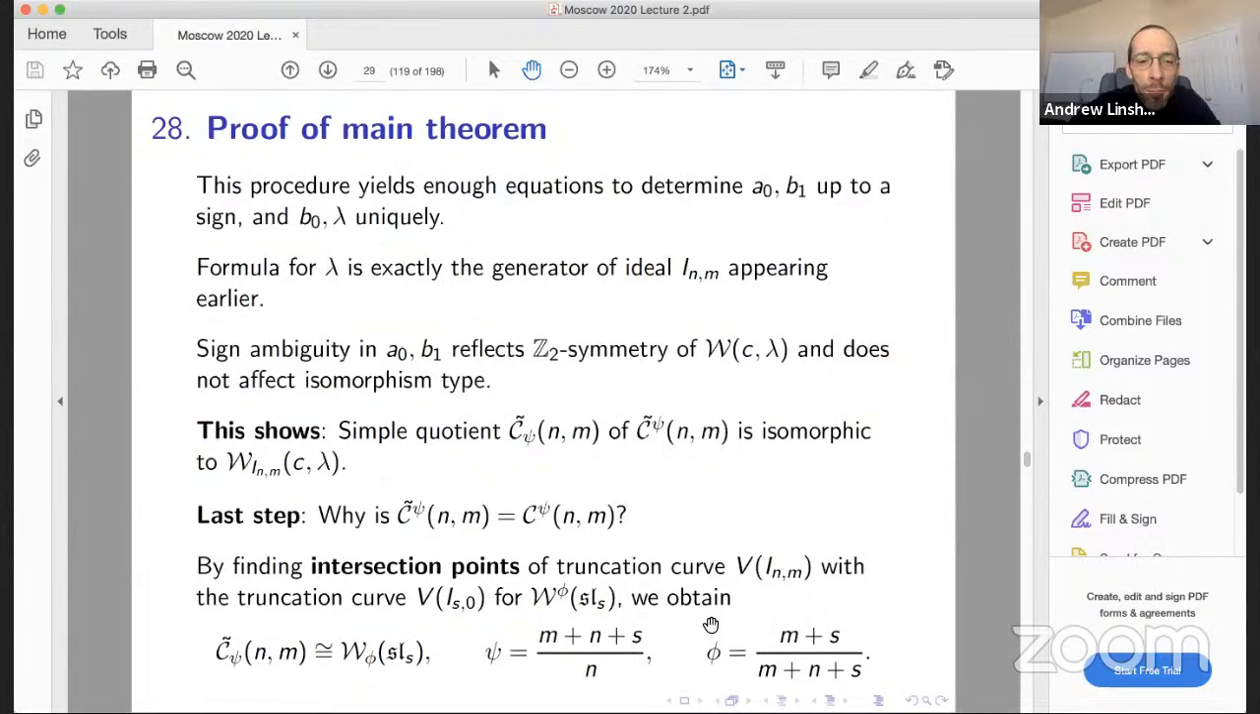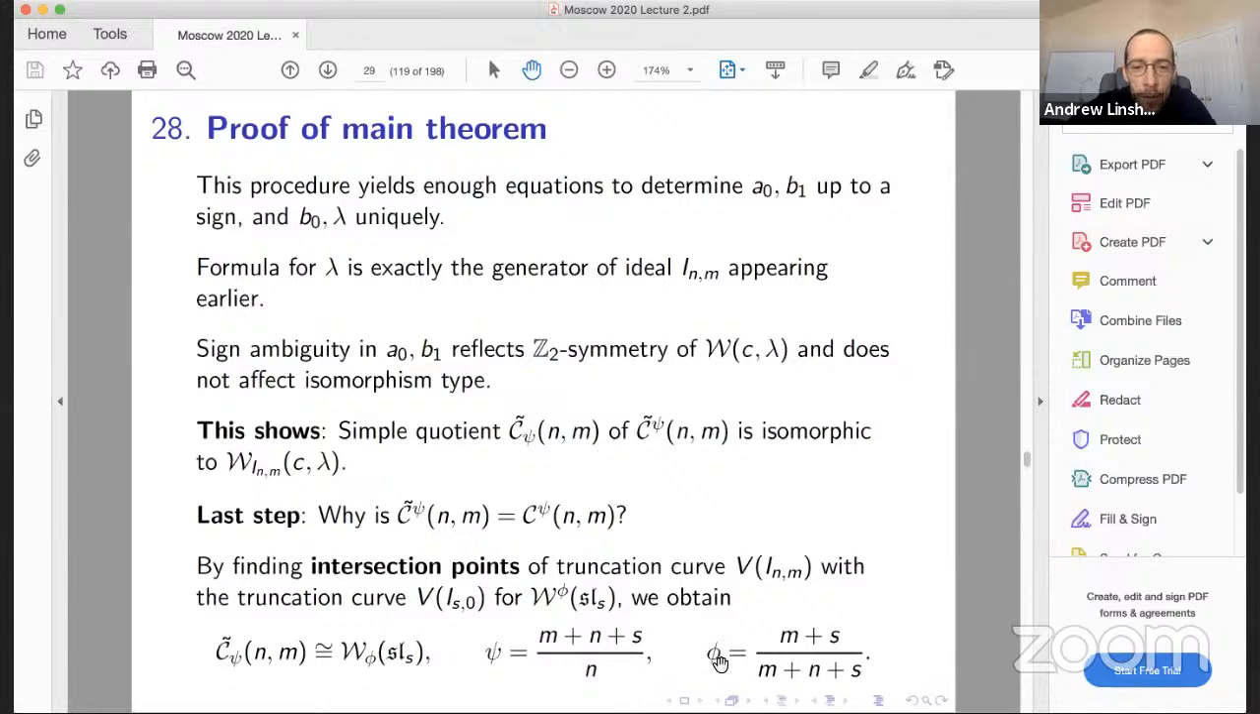There are more coincidences than the one that I wrote down, but this is the one that I need for this argument. If I take the truncation curve V(n,m), that's the one for this algebra that I just talked about, and I intersect it with the truncation curve for V(s,0), where s,0 is the one that corresponds to the W algebra of sl_s, then I get this isomorphism. The isomorphism only holds when I pass to the simple quotient. But C tilde lower psi at this point is isomorphic to the simple W sl_s algebra at this point.